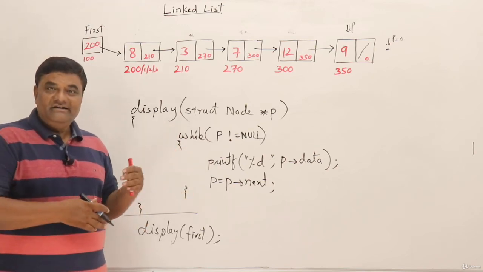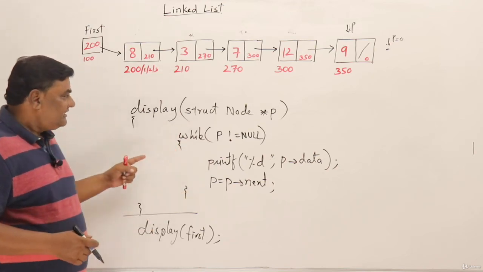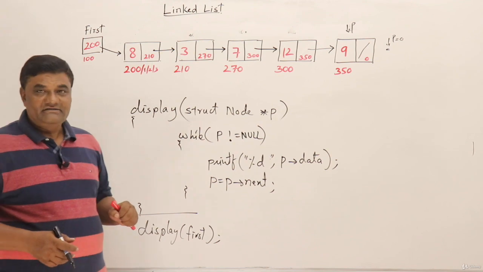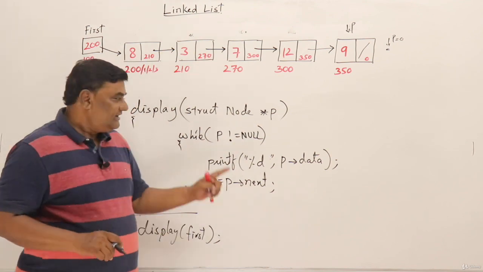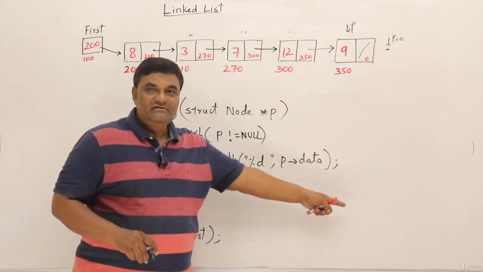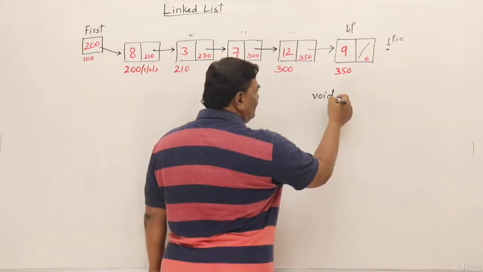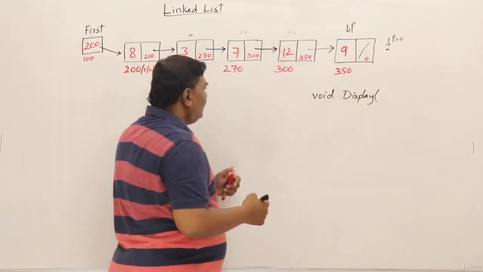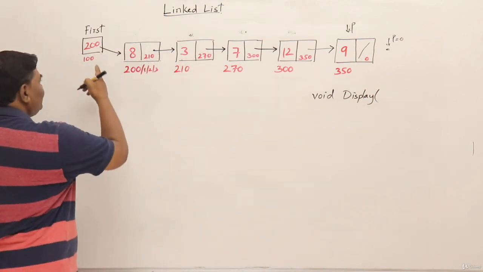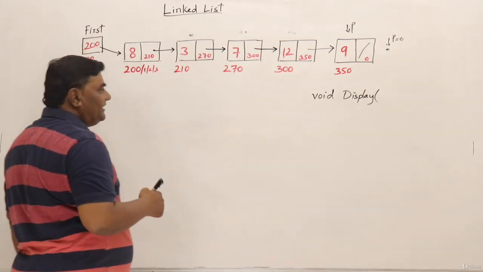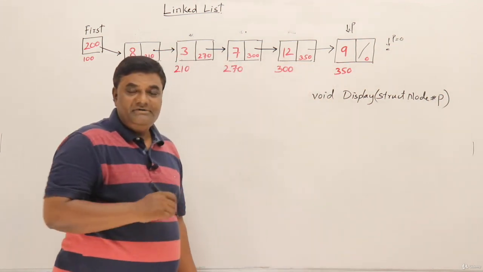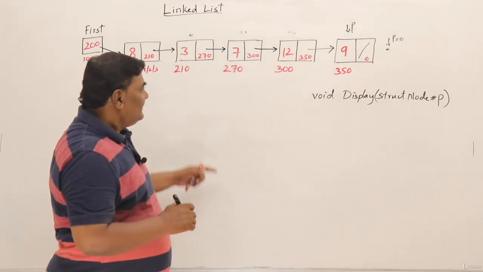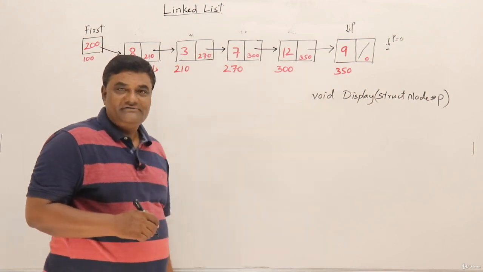Now I will write a recursive function for displaying a linked list, that is, traversing as well as displaying a linked list. So I'll remove this function and I'll write a recursive function here. Function name is display. It takes a parameter of type struct node pointer. Let us call the pointer name p. So we'll be passing first as a pointer to this one.